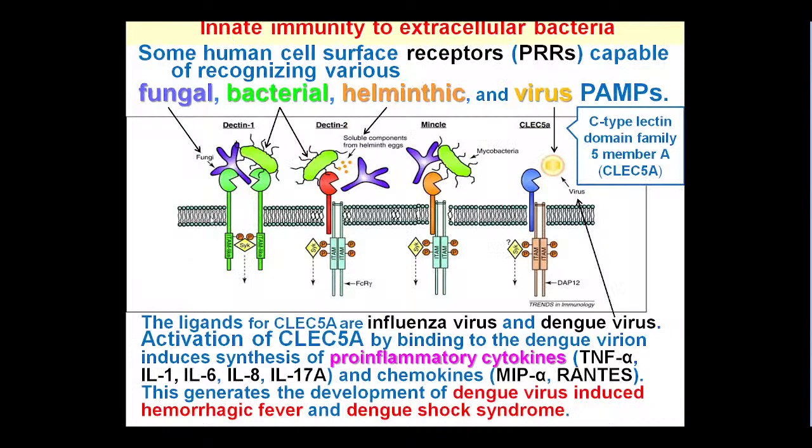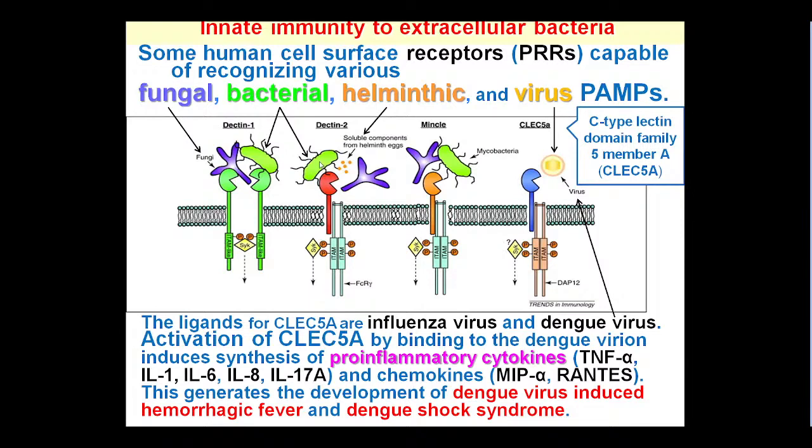In this slide, you see 4 types of receptors that may recognize more than one type of pathogen. But Dectin-1 receptor, consisting of 2 transmembrane chains. This receptor may recognize pathogen-associated molecular patterns of fungi, shown purple, and bacteria, shown green. This is Dectin-1. Dectin-2 reacts to the bacterial patterns, fungal patterns, and the helminthic substances that are released from the helminthic eggs.